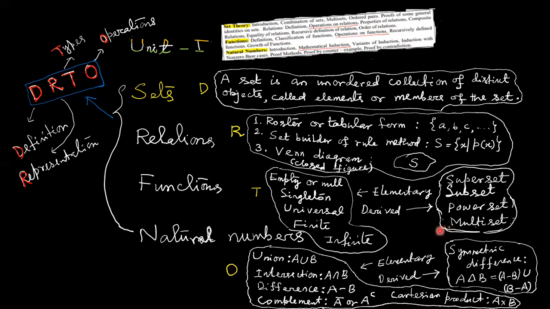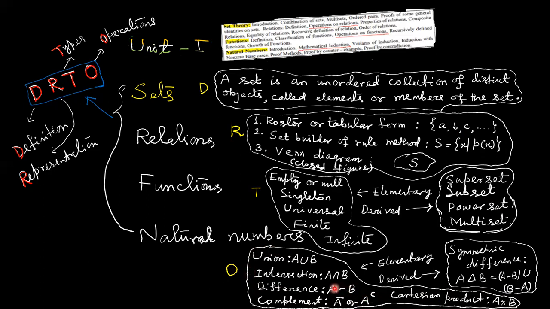But initially, we will think about an overview of this unit, what we are going to study in detail. Then we have operations on sets. One is union of two sets, intersection of two sets, difference of sets, complement of a set, that is denoted as A bar or A complement. Another operation on sets is the Cartesian product of two sets. So these are some operations which we call elementary operations.